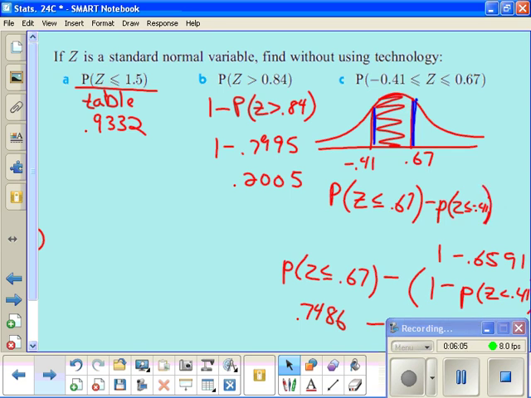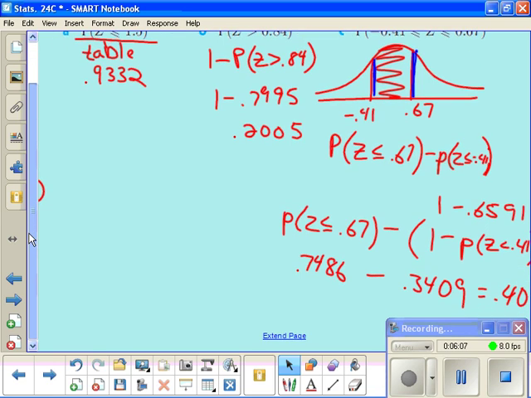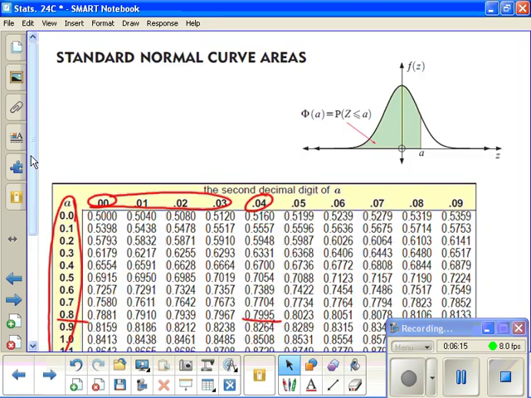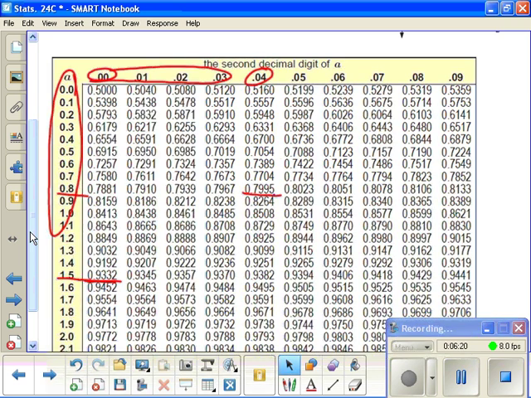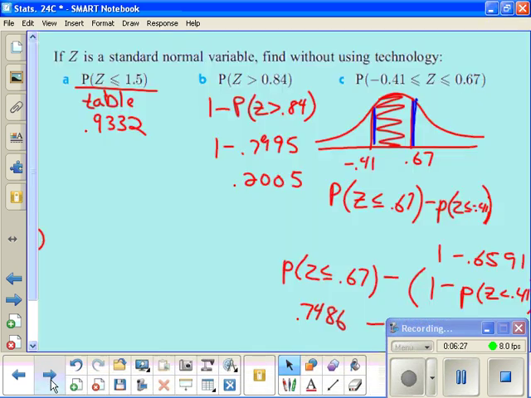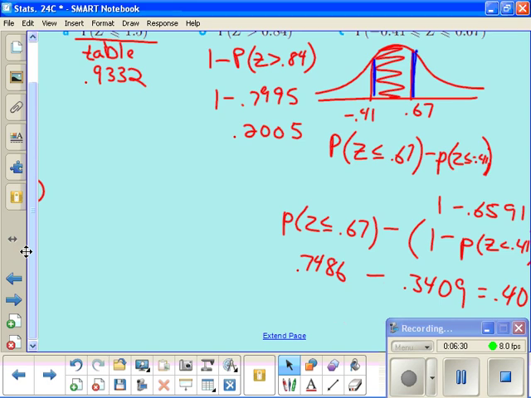Just by doing those calculations, getting the values from the table, less than 0.67. If I go to 0.67 back on the table, 0.67 is, let's see, 0.7486. Okay, 0.7486 minus 0.309, so the amount of data that's in between is 0.40. So it's just using numbers from the table. Okay? All right, let's continue.